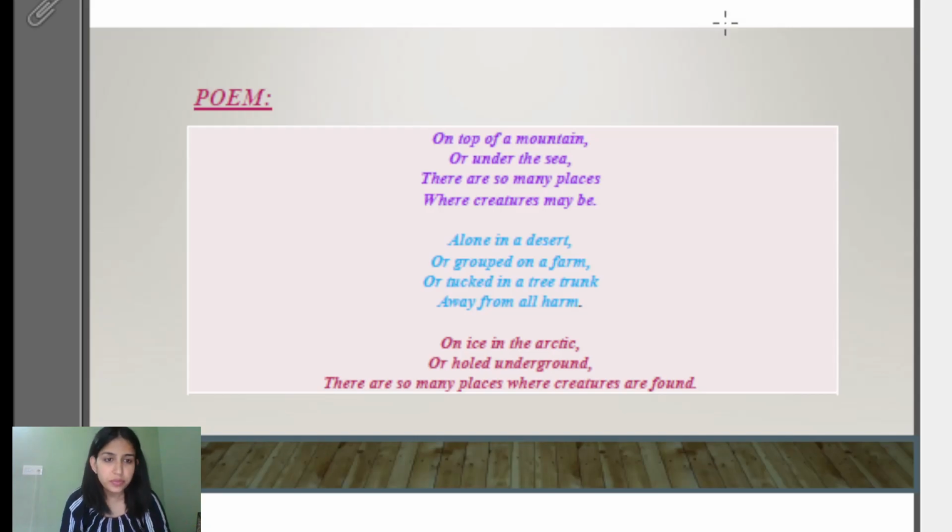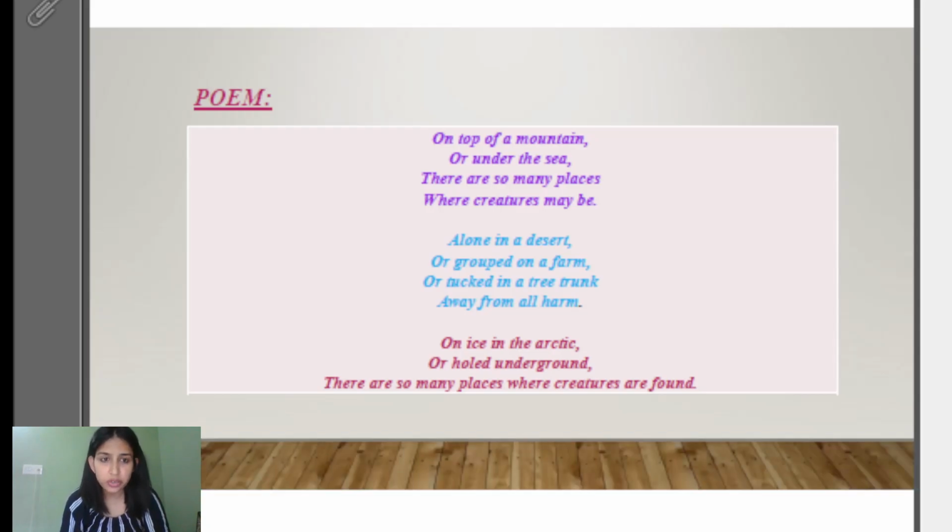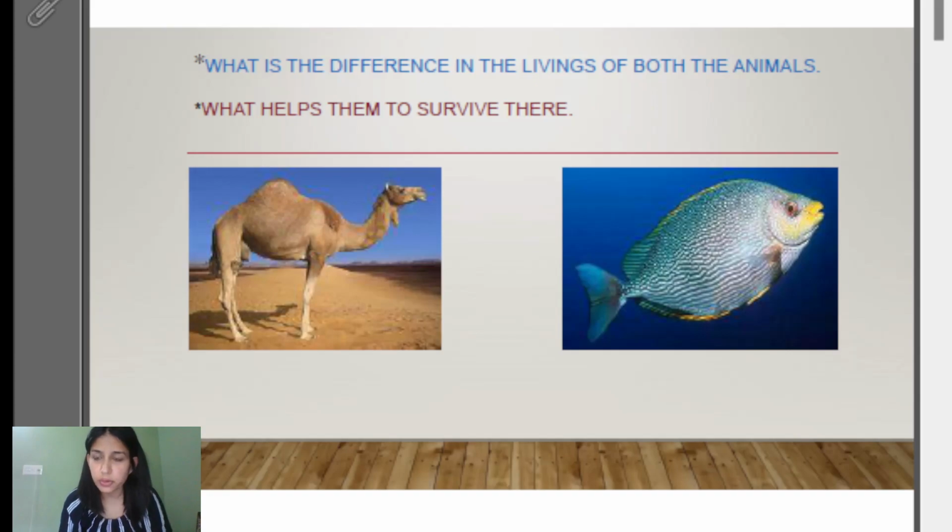So we'll be discussing more about it. Let's look at what we are going to discuss today. What is the difference in the living of both the animals? What helps them to survive there? The topic for today will be habitat, because a habitat is basically where a particular organism is surviving or living, and the food habits that the organism is adapting to in that particular environment. That is what habitat is.